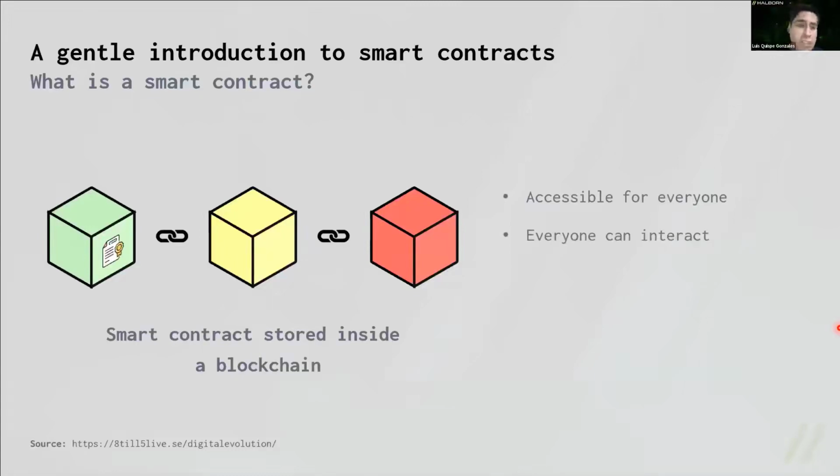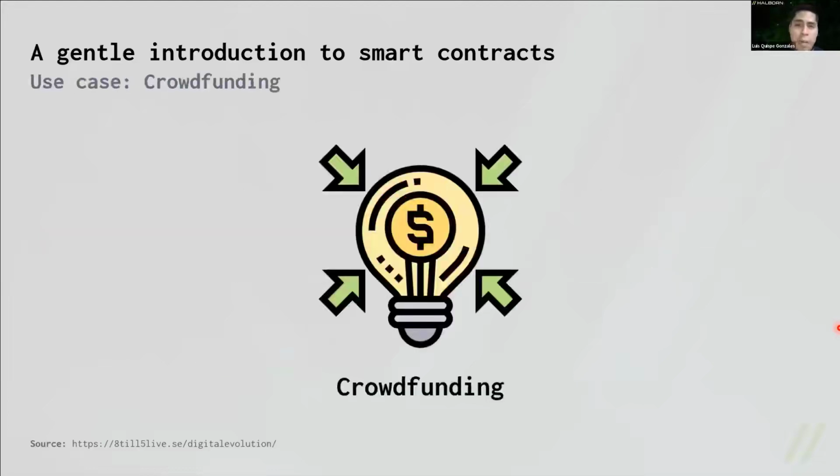Everyone can interact with the smart contract. Obviously, depending on your authorization level, you can do one thing or another. But at the end of the day, you can interact with the smart contract, and there is consensus about the outcome. Let's see an example. For sure, everyone knows about crowdfunding platforms, for example Kickstarter, Indiegogo, etc. So we have a product team who wants to raise money, and we have supporters.